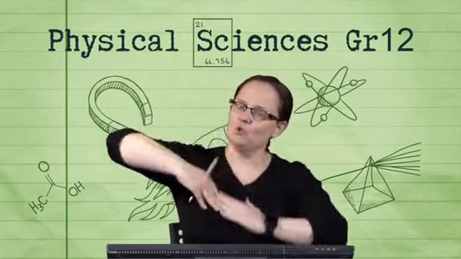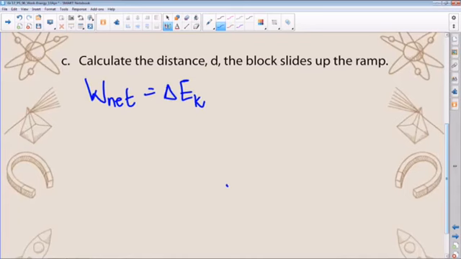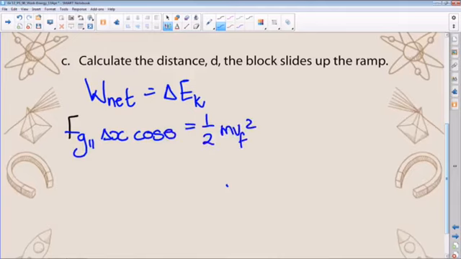That's why they made you draw the free body diagram, because what I actually want is to use Fg parallel delta x cos theta. Delta x is d. And then I can do a half mvf squared minus a half mvi squared. How do we work out Fg parallel?